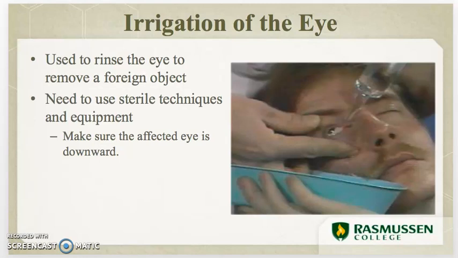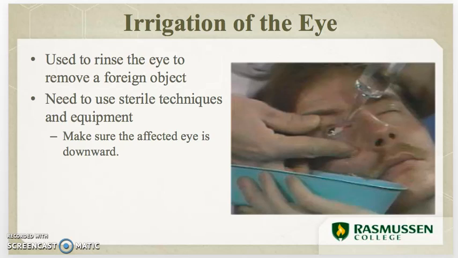And you'll want to make sure that the patient is sitting or lying down. Typically lying down is easier. And you're going to have the patient tilt their head so the affected eye is actually facing downward. And I say this because you don't want to have that irritant come from the bad eye into the good eye. So you put the bad eye down so that way it can run into a basin or some sort of object to catch that.